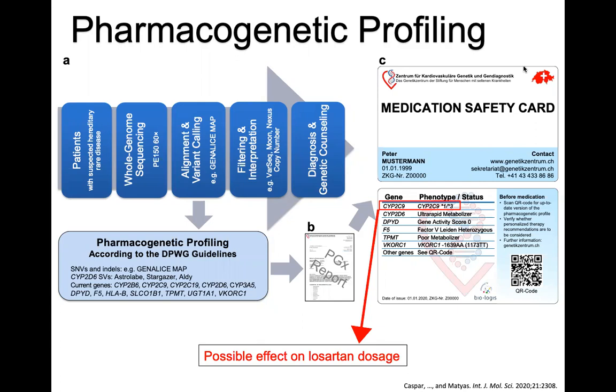We conclude that whole genome sequencing data may not only be used for diagnostics, but also for assessing the pharmacogenomic predisposition of the sequenced individuals.